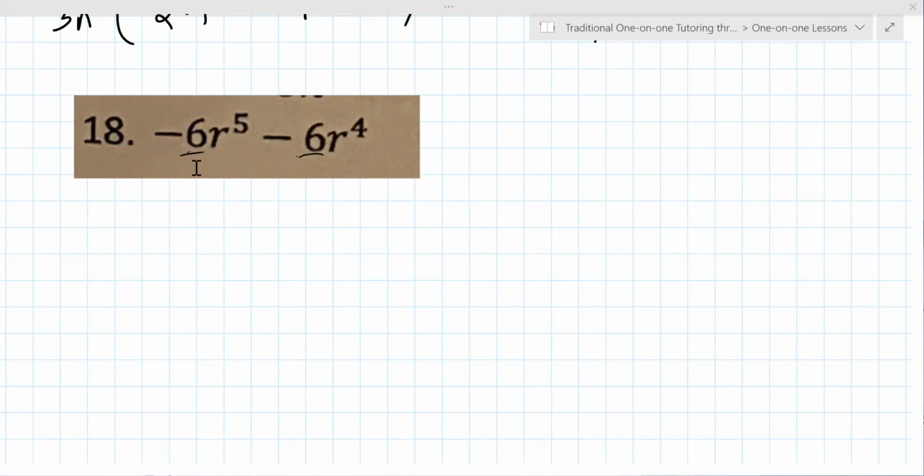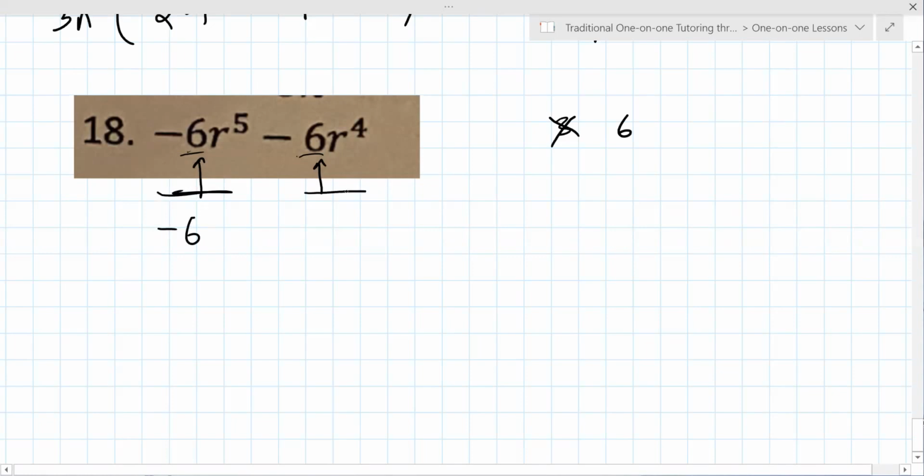What's the biggest number that goes into 6 and 6? 3 works, but they're both the same, so 6 goes into both of them. Whenever they're the same number, you choose that number. Now, because there's a negative out in front, this is a special case. You end up putting a negative here. Now between r to the fifth and r to the fourth, which is the smaller exponent, 5 or 4?